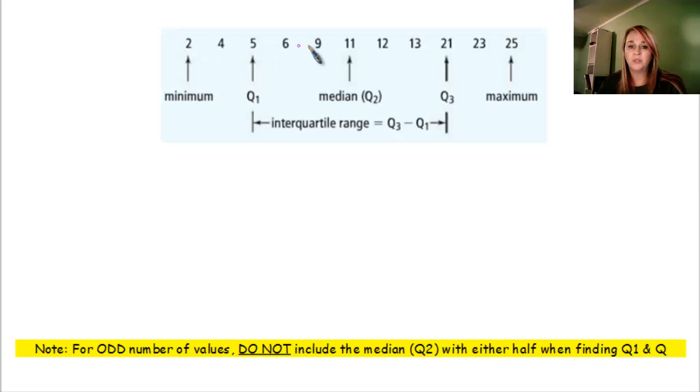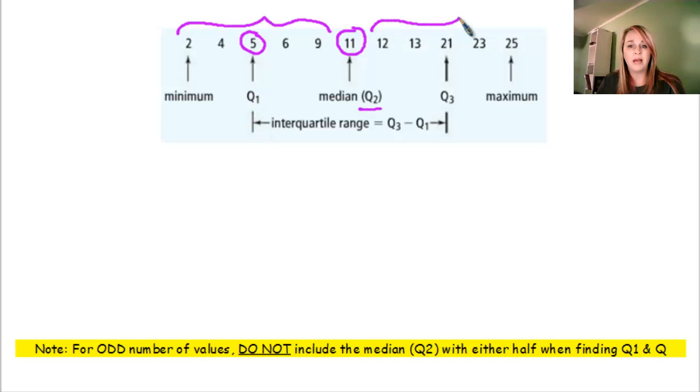Let's say that we have this whole list of data values right here. There's an odd number of them, 11 of them. So the very middle one right here is the median of the whole thing, so that's Q2. Now, I don't include it when I figure out Q1. I only look at the top half and see what's the middle of the top half. Well, here it happens to be 5, so that's my Q1. And then I look at the bottom half, see what's in the middle of that. That happens to be 21. That's my Q3. So that's how you find Q2, Q1, and then Q3.